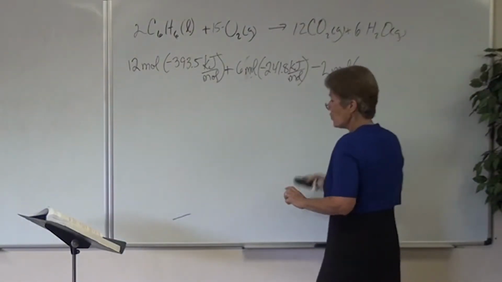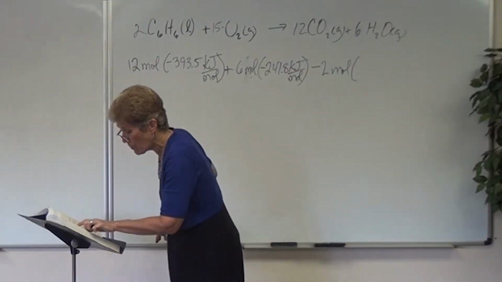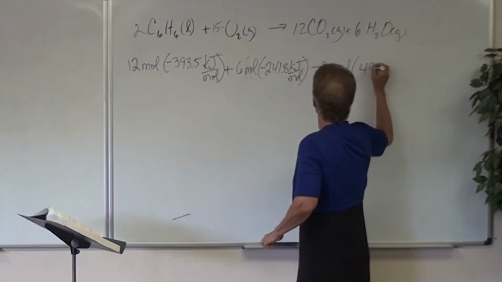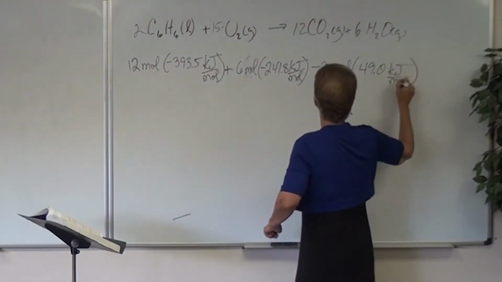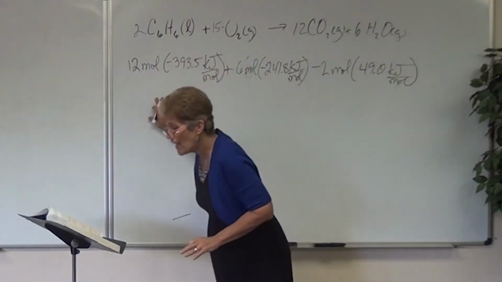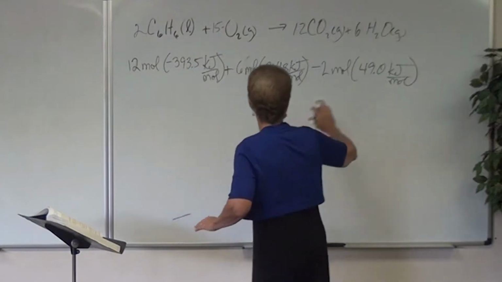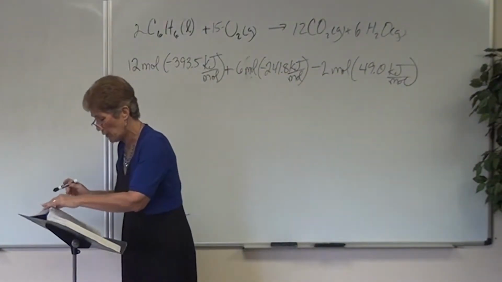So be careful of that on your test, that you look for the right one. It's a good mistake to see so that you don't make it. So we have 49.0 kilojoules per mole. There we go. Thanks for that help. Okay, now notice, some of these have negative signs and some of them have positive signs. So you're going to have to be careful. You're going to have to work very carefully.